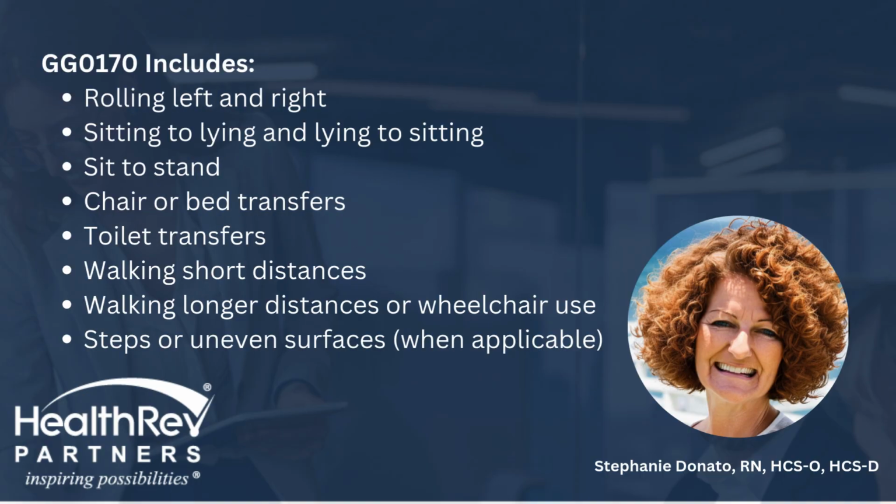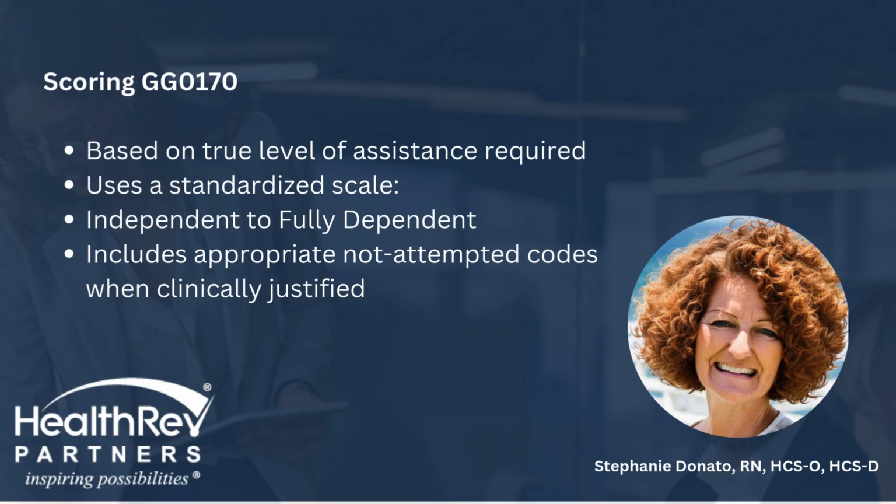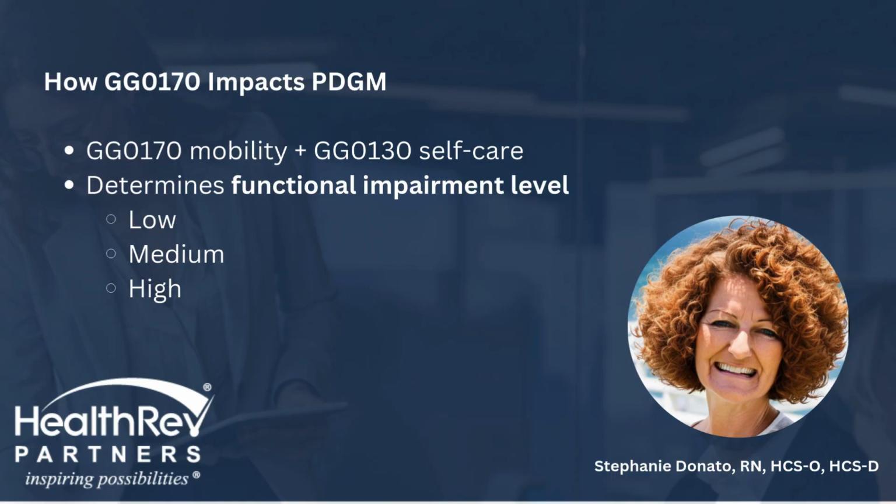This includes activities such as rolling left and right, sitting to lying and lying to sitting, sit to stand, chair or bed transfers, toilet transfers, walking short distances, walking longer distances, or using a wheelchair, and navigating steps or uneven surfaces when applicable. Each activity is scored based on how much assistance the patient truly requires, using a standardized scale from independent to fully dependent, including appropriate use of not attempted codes when clinically justified.